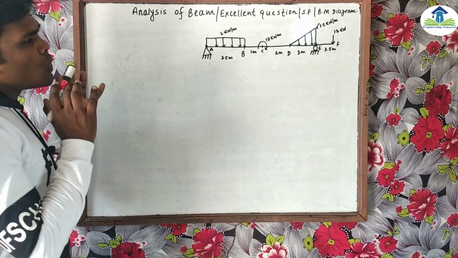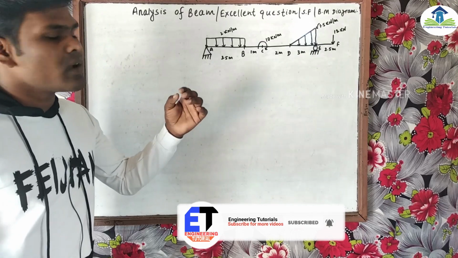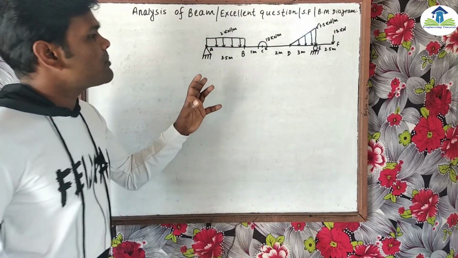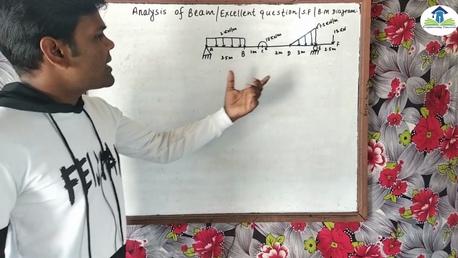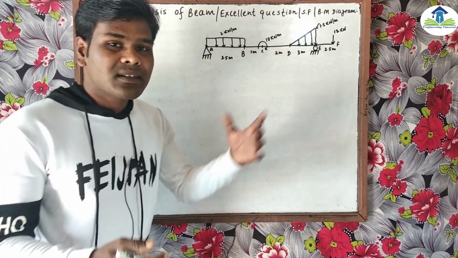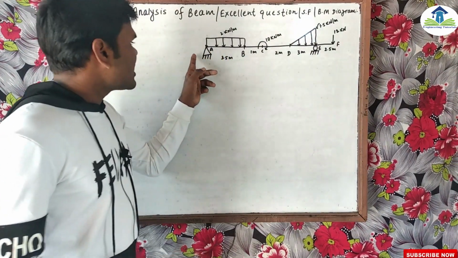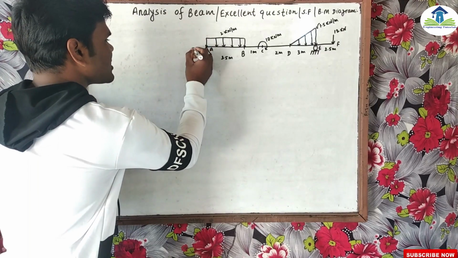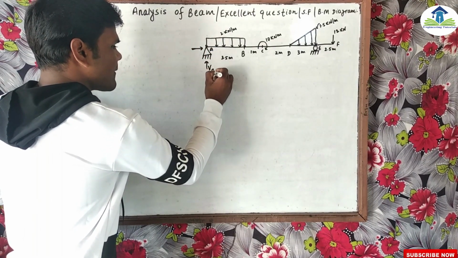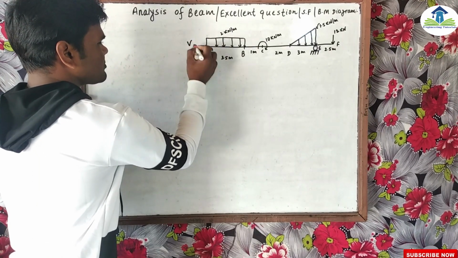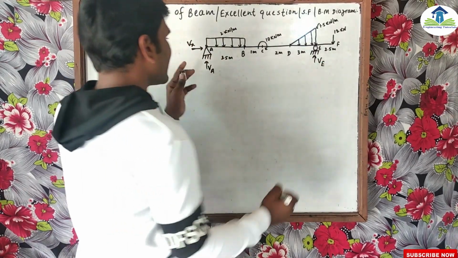First we analyze the figure: where the point load is given, where the UVL is given, where the bending moment is given, and what type of beam it is. This is a determinate beam. Why is this a determinate beam? Because there are only three reactions: here are 2, here is 1. I assume VA here, and I assume VE. So there are 3 reactions.